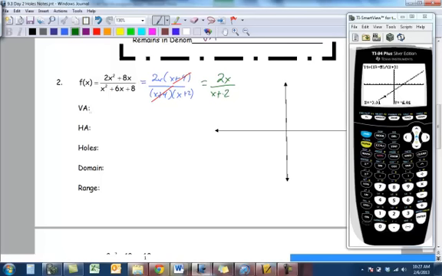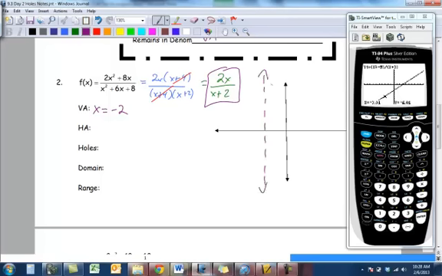So this is what our graph is going to look like. First of all, let's talk about the asymptotes. Does this have a vertical asymptote? Yes, it has a denominator still, and if we were to plug in -2, that would make the denominator 0, so it can't be -2. So I'm going to draw my asymptote at x equals -2.